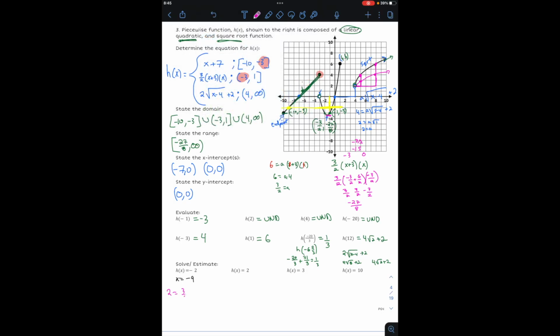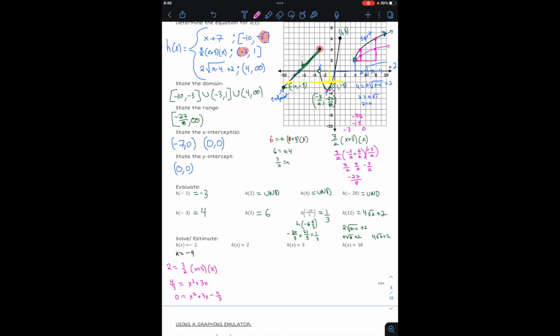So if we do 2 is equal to 3 halves times x plus 3 times x, multiplying by 2/3, we get 4/3 equals x squared plus 3x. 0 equals x squared plus 3x minus 4/3. Okay, in an effort to not have a fraction, let's multiply everything by 3. So I'm going to get 0 equals 3x squared plus 9x minus 4. That doesn't factor, which is logical because we have integers.